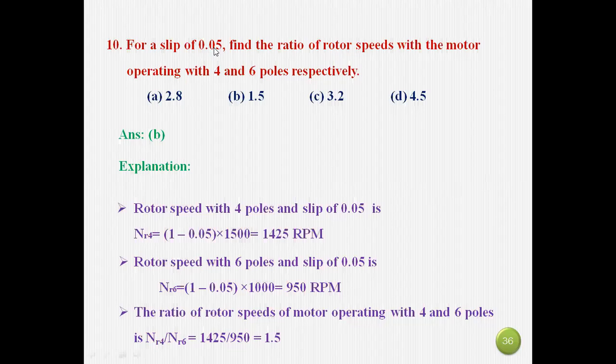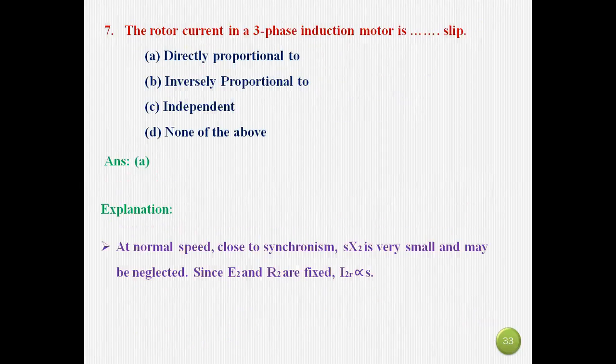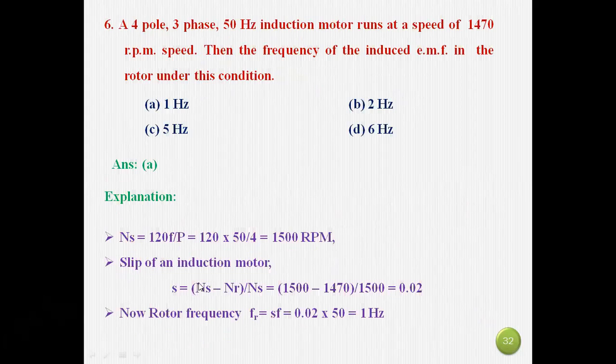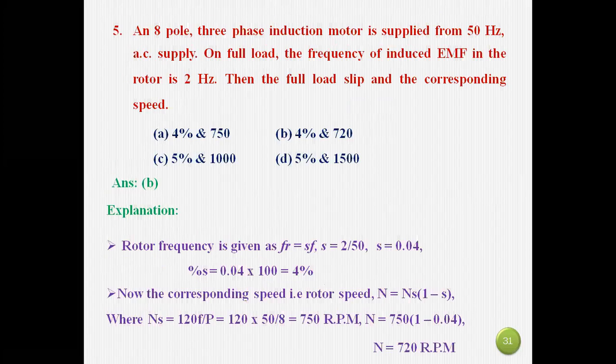Because they have given here, for a slip of 0.05, find the ratio of rotor speed. So we have s equal to Ns minus Nr upon Ns. Directly, what can we write here? We have s equal to (Ns minus Nr) upon Ns, and we can rewrite that equation like that. You can write N equals Ns into (1 minus s). This equation will be needed here.